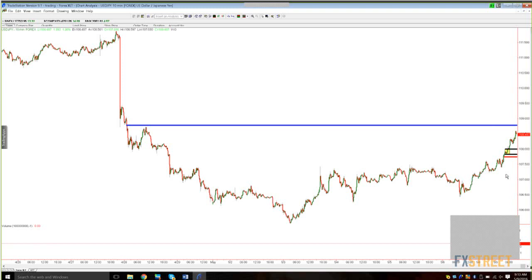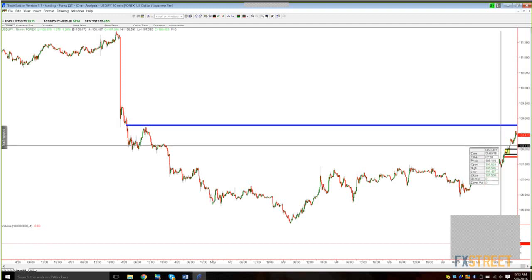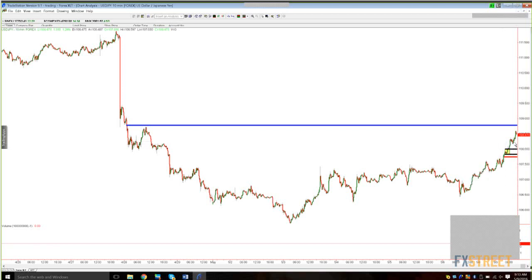So risking about 25 pips for looks like about 80. 108.16. Let's see, 108.16. I don't really see anything at 108.16 to 29. Yeah, that would not be a fresh demand zone. Okay.